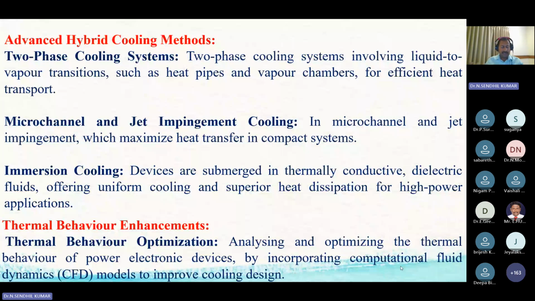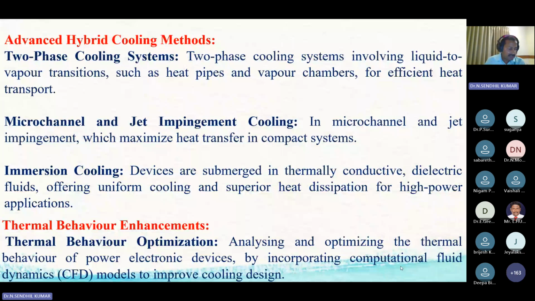The Nusselt number is one of the non-dimensional numbers, and it shows how effectively the heat is removed. The higher the Nusselt number, the more convection there will be. A lower Nusselt number means convection is very low. That is the magnitude. In this way, thermal behavior enhancement takes place. So these are the different types of heat dissipation available.